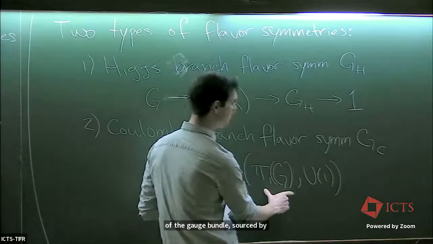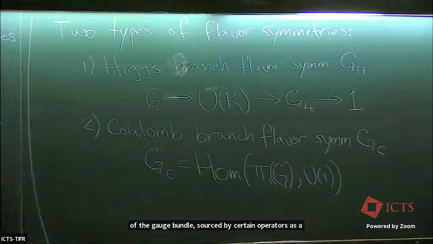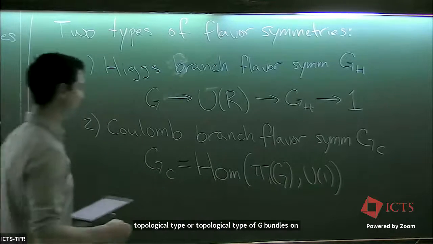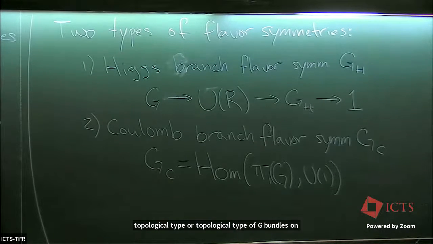As a reminder, this pi1 of G is the thing that measures the topological type of G bundles on spheres, and this G_C is just the Pontryagin dual of that measure.